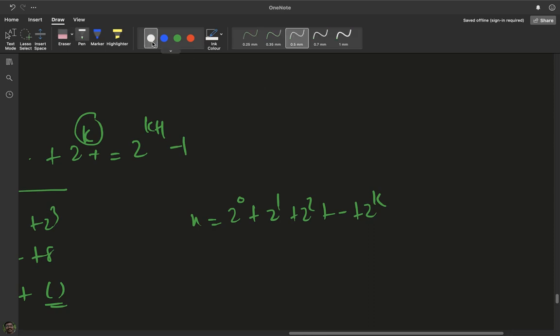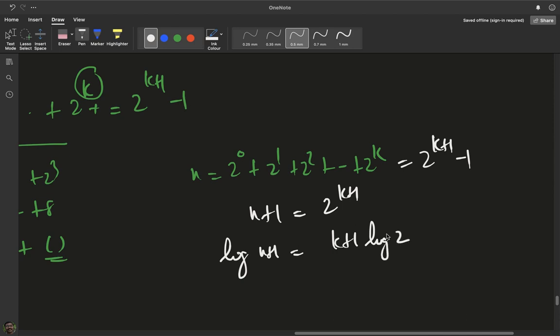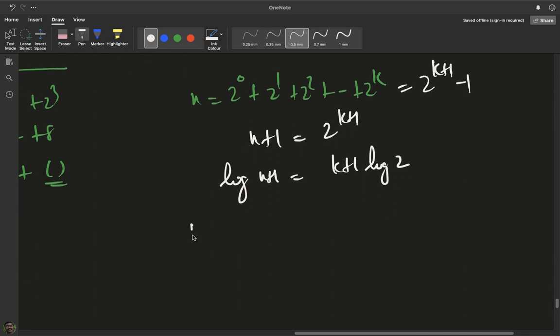The sum of this series is actually 2 raised to k plus 1 minus 1. Okay, so let us try to find the value of k in terms of this n. So you have n plus 1 is equal to 2 raised to k plus 1. So if you take log on both sides, log of n plus 1 will be equal to k plus 1 log 2. Or your k plus 1 is equal to log of n plus 1 by log 2, or you can write this as simply log of n plus 1 to the base 2.